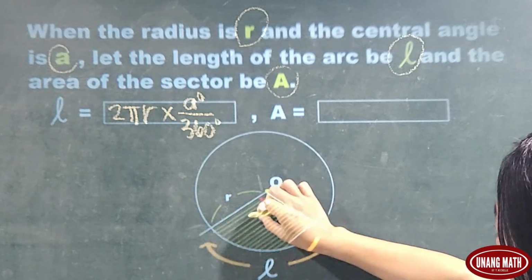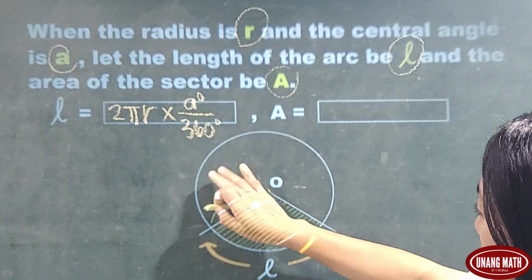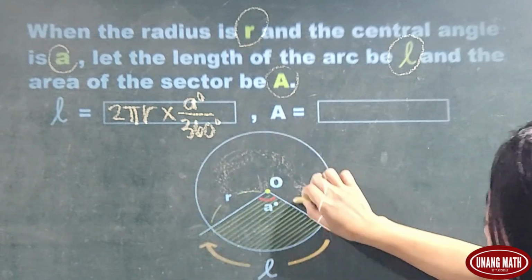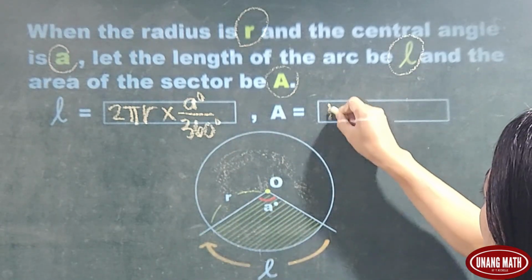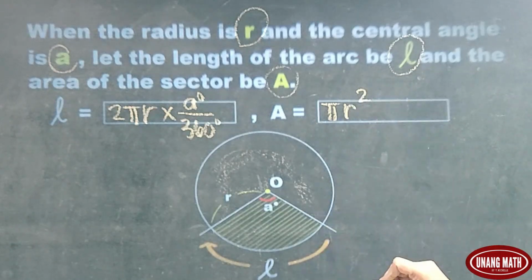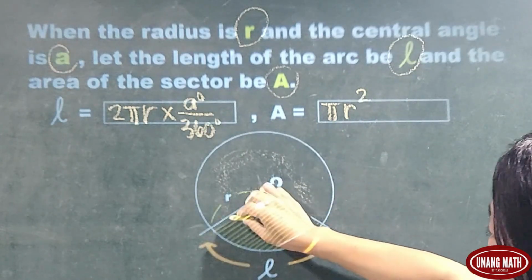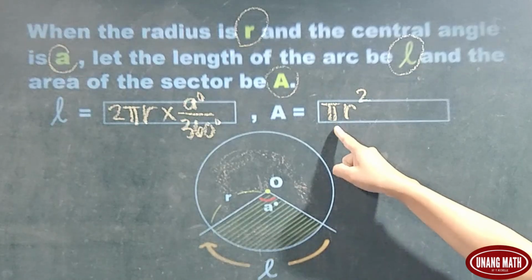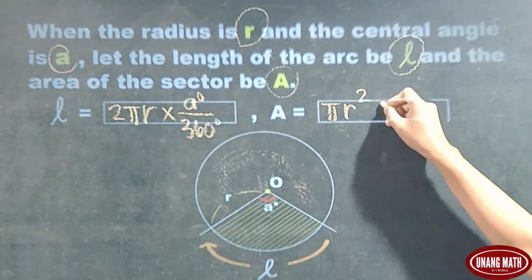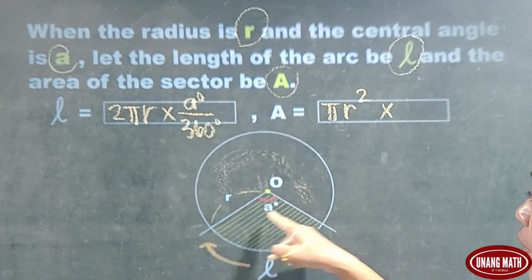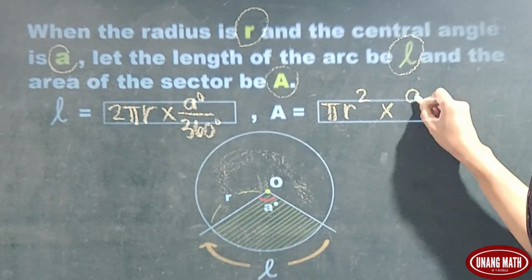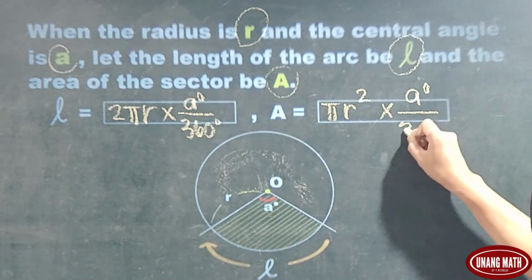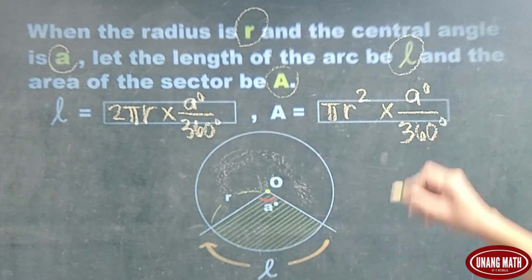Okay, what about the area of this sector? To find the area of this sector, the whole area is pi r squared. Since we are just looking for this area, we have to multiply the whole area, or pi r squared, by the ratio of the central angle to the whole, which is a degrees over 360 degrees.